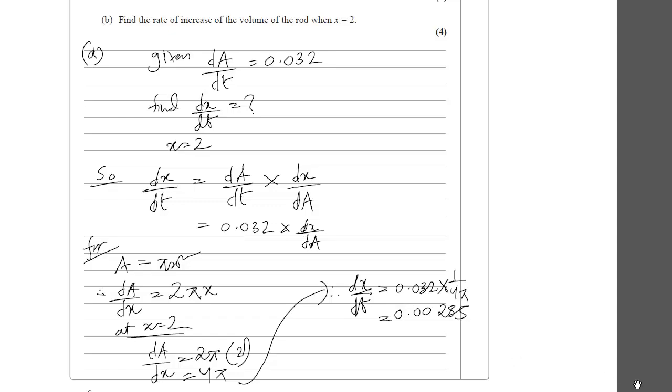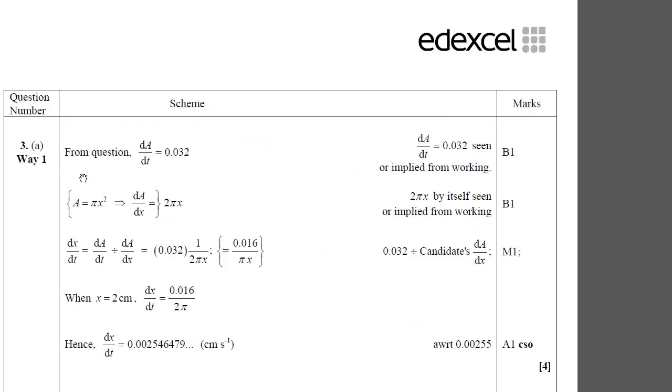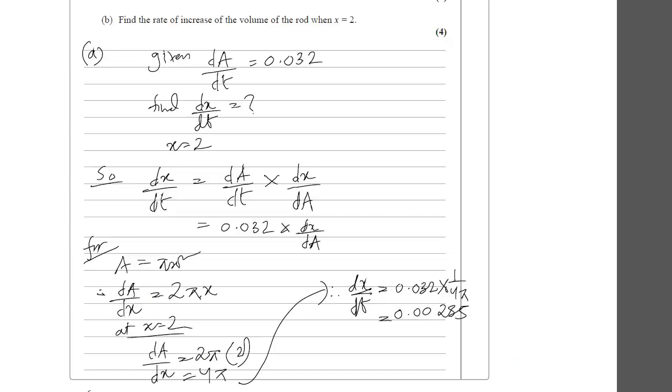The mark scheme says, from dA by dt, this is given. We know area is pi x squared, so the derivative is 2 pi x. We know dx by dt is this by this, and we put the value of x equals this, and we get 0.00255. For the A1 mark, it has to be to three significant figures.